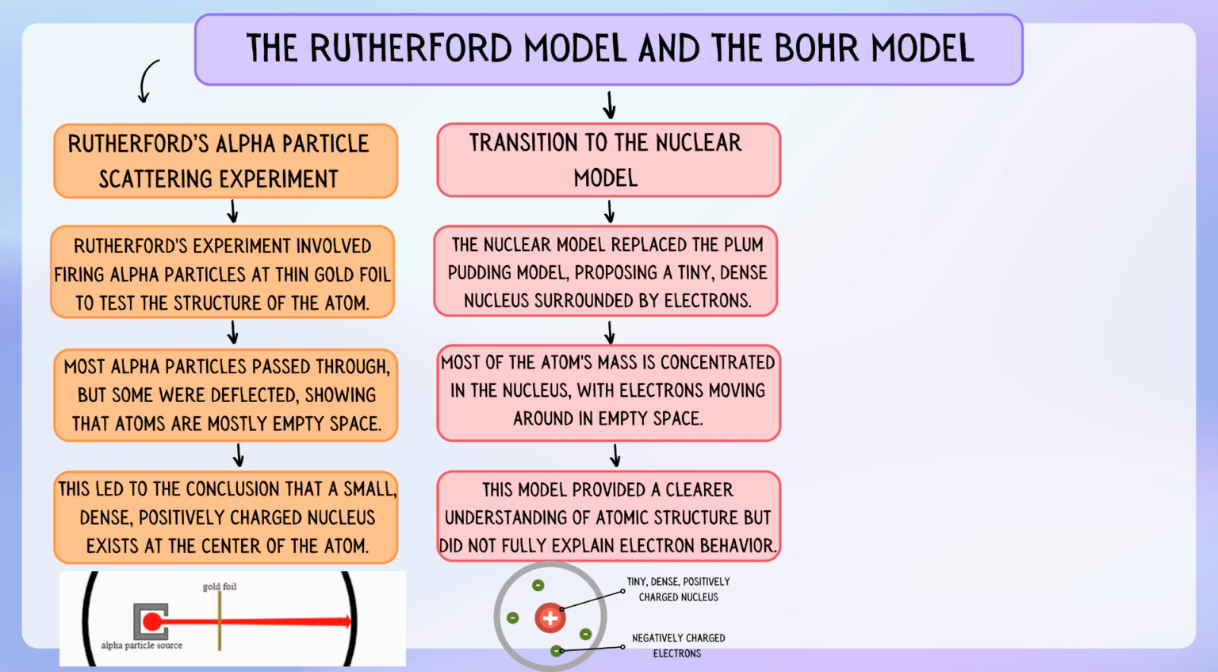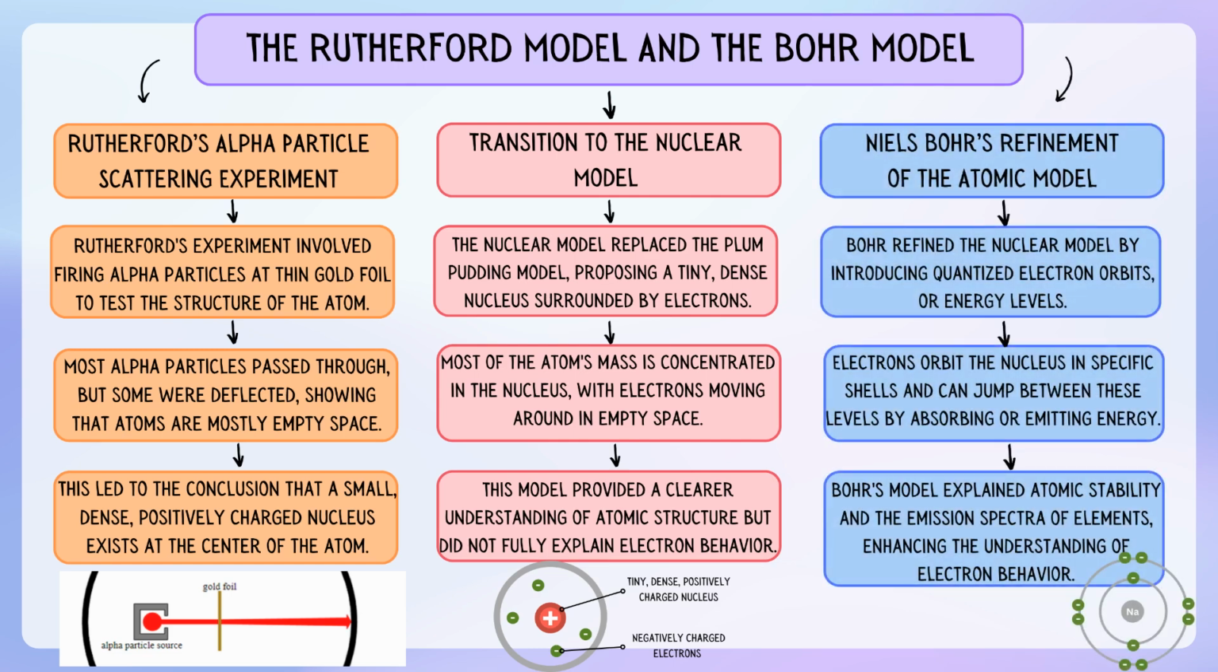We then moved on to Niels Bohr's refinement of the atomic model. Bohr suggested that electrons orbit the nucleus in fixed energy levels or shells, and that they can move between these levels by absorbing or emitting specific amounts of energy. This model helped to explain the stability of atoms and the emission spectra of elements.